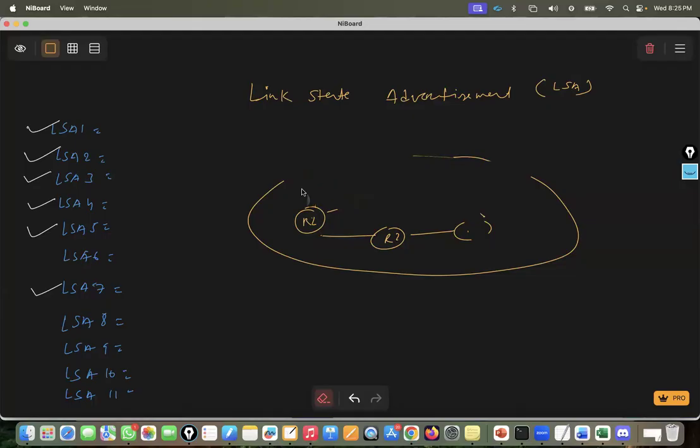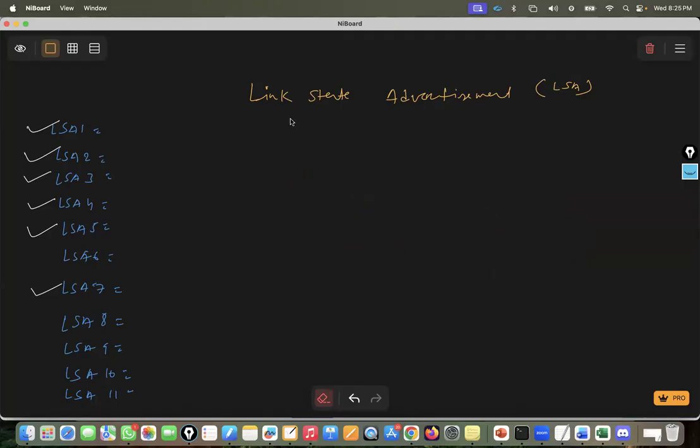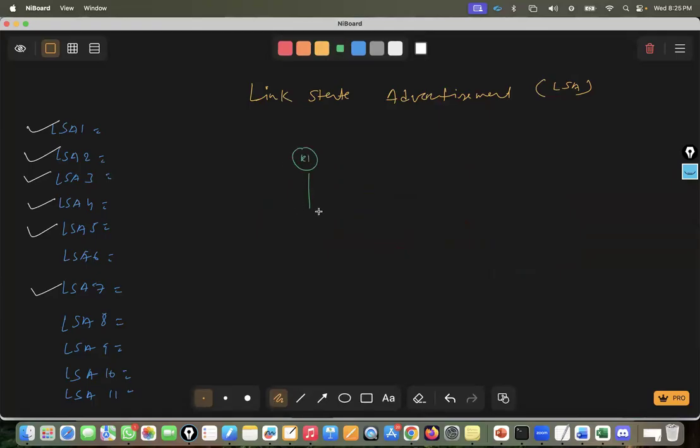So if I have this topology, let's suppose this is my R1. This R1 is connected with the switch. This is connected with R2. This is connected with R3. The IP is going to be 10.10.10.1, this is going to be 10.10.10.2, and this is going to be 10.10.10.3.